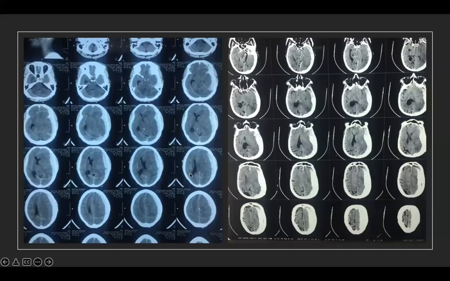These two slides are put for re-emphasis. This is an acute subdural. It's banana shaped or convex. It crosses all sutures.